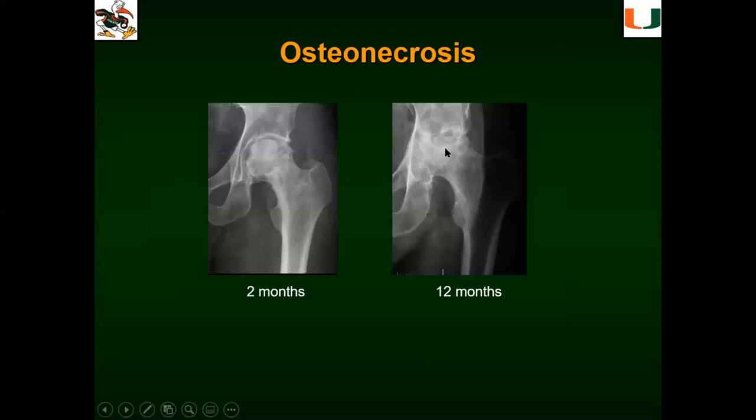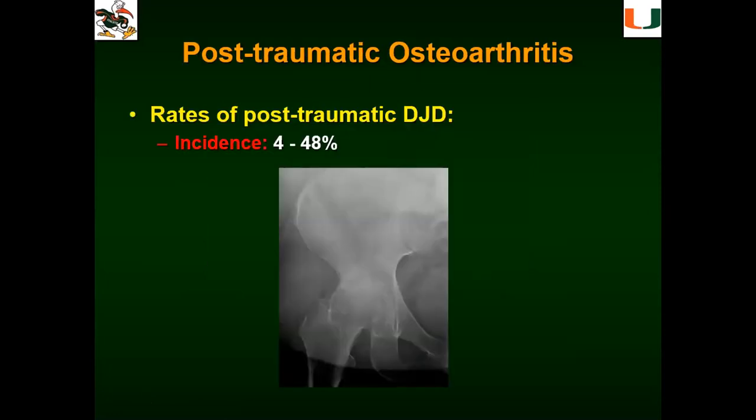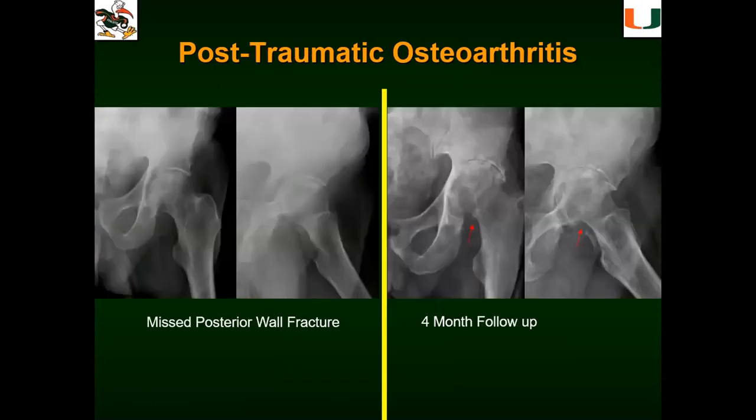So here's a patient. This is actually somewhat of a sad case because this patient had an undiagnosed posterior acetabular fracture. So he presented with hip pain. They missed the posterior wall fracture. He had actually had a subluxation. He developed osteonecrosis of the femoral head. They thought it was primary AVN of the femoral head, but it's actually post-traumatic. And then obviously a year later has severe Ficat 4 AVN of the femoral head with osteoarthritis. But again, this was traumatic from a missed posterior wall fracture. So the rates of post-traumatic DJD vary, but they can be as high in the literature as 48%.